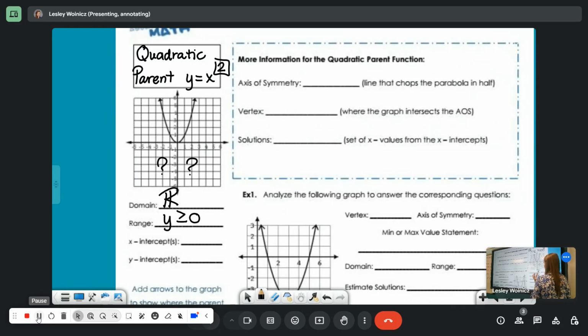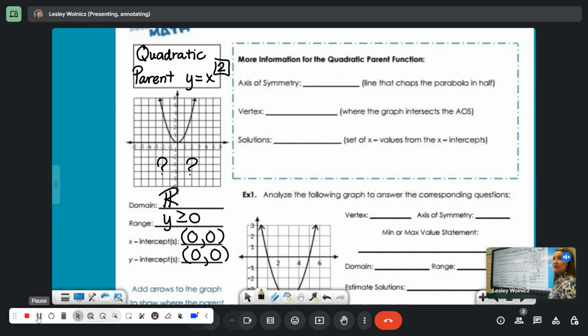Yep. Okay, where does this graph hit the x-axis? What are the coordinates of the point? 0, 0. Yep. What about the y-intercept? 0, 0. Exact same thing because it happens at the origin. If the intercept is not at the origin, then they can't really be the same anymore. So that's what we learned about the quadratic parent in Unit 3.